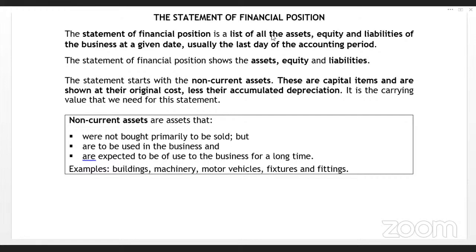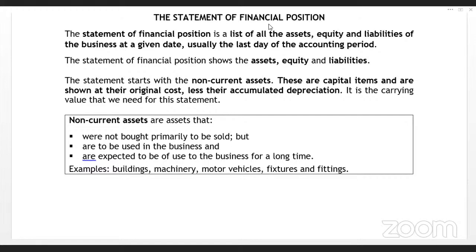Excuse me, sir. Can I try? Yes, please, you can. I think that the major difference between current assets and non-current assets is that current assets are assets that are expected to bring in quick income. They are short-term, whereas non-current assets are long-term assets which are expected to bring in income over a long period of time.